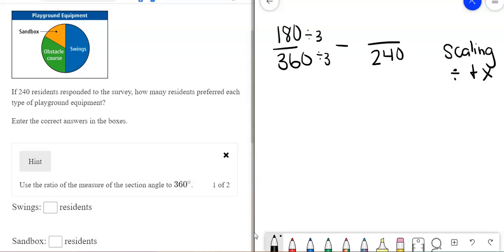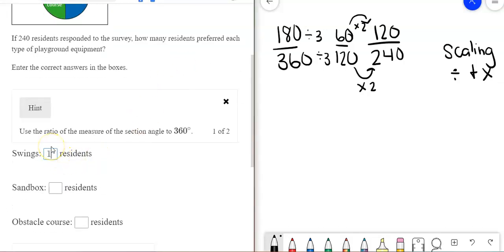18 divided by 3 is 6, and then you add your 0. And then 36 divided by 3 is 12, and add your 0. Now 120 can be made into 240 by multiplying by 2. And we're going to do 60 times 2 also because that's on top. 60 times 2 is 120. If you would have rather gone, well, swings is half of that. Half of 240 is 120. That is perfectly fine.